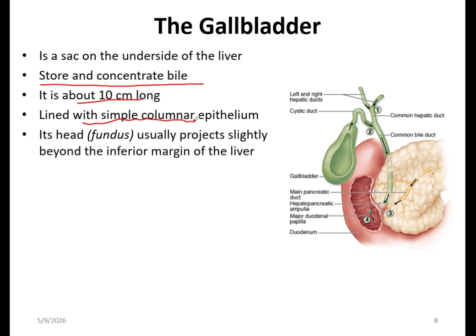Right, so it is lined with simple columnar epithelium. Its head part is known as the fundus, which usually projects slightly beyond the inferior margin of the liver. Here you can see this is the gallbladder.